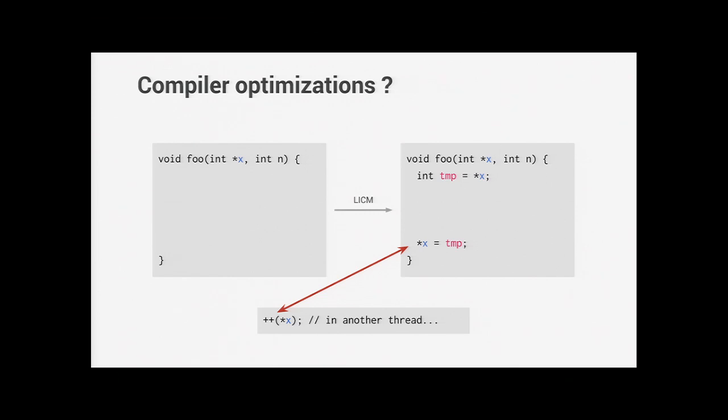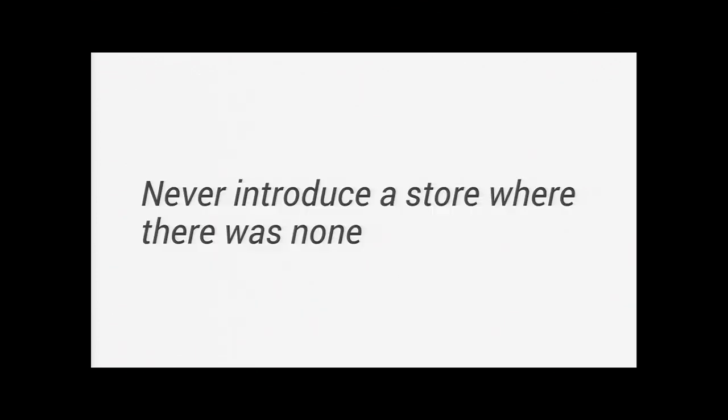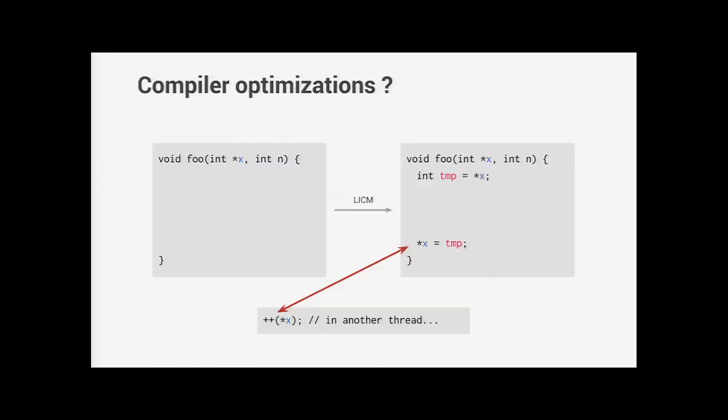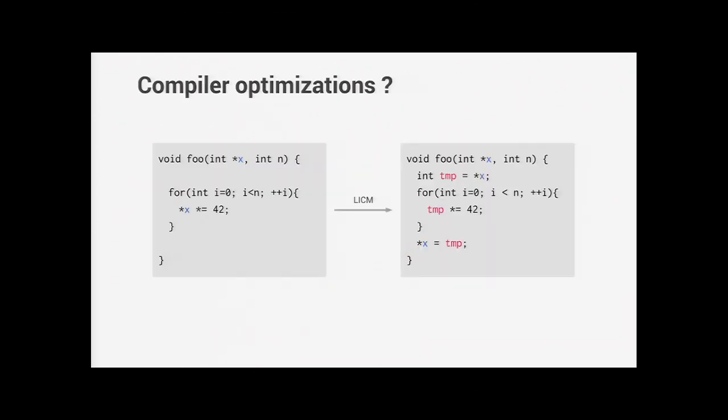But if you have another thread messing with x, you have just introduced a race and possibly changed the behavior of that other thread. So a first rule for optimizations in a world with atomics is that you should not introduce stores when there could have been none. So this optimization is fine as long as you check that n is different from 0.